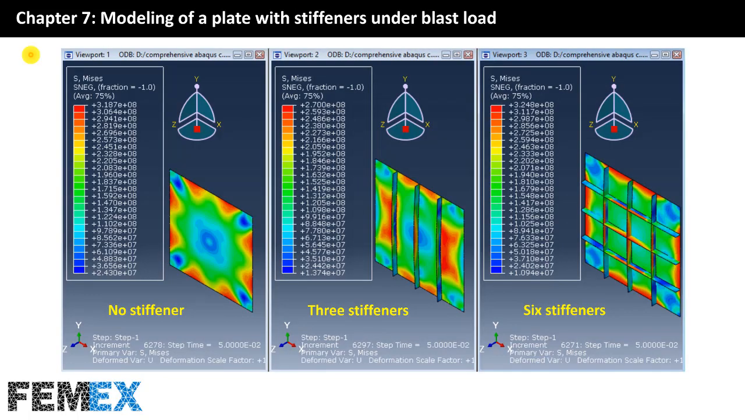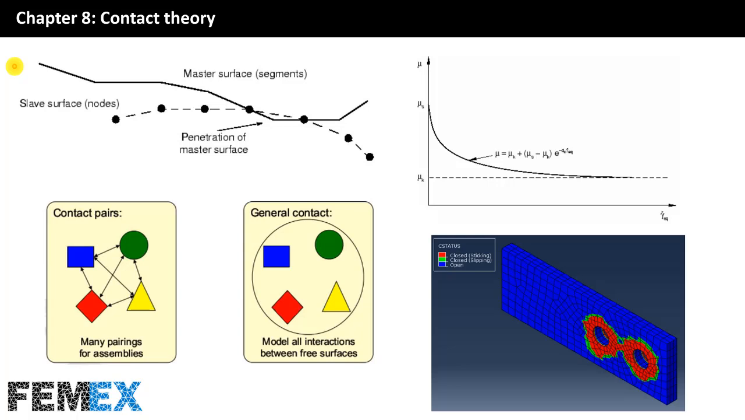Chapter 7 is about modeling of a plate with stiffeners under blast load. In this chapter, I have done the simulations for a plate without a stiffener, and then I have added 3 stiffeners to the plate, and finally I have added 6 stiffeners to the plate. And finally I have compared the results. Also, I have done the simulations with solid elements, and I have compared the results of using solid and shell elements together.